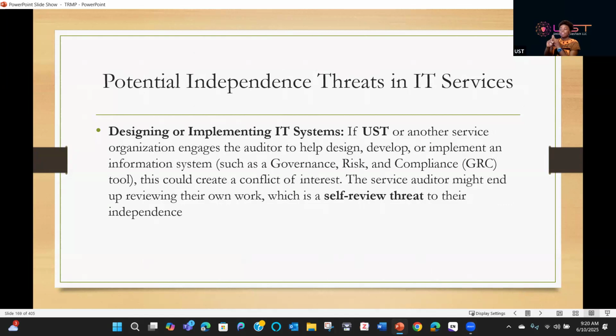If UST or another service organization engages the auditor to help design, develop or implement an information system, which you can do, such as their governance, risk and compliance tools, this could create a conflict of interest. The service auditor might end up reviewing their own work, which is a self-review threat to their independence, right? They help set up your compliance, did everything for you, and then they also have to assess that to come up with a report. So this is a situation where we talk of a conflict of interest, which means that they will be performing a self-review of their own work, which is a threat, of course.